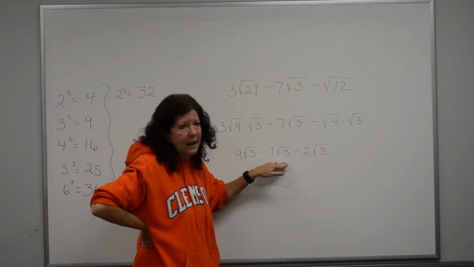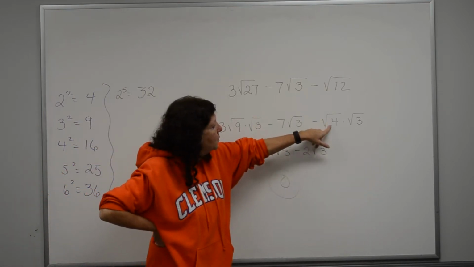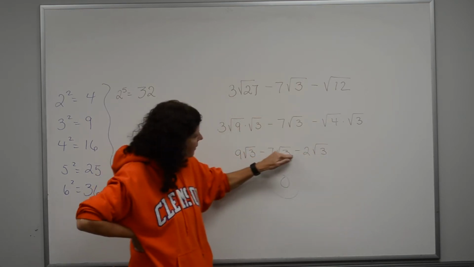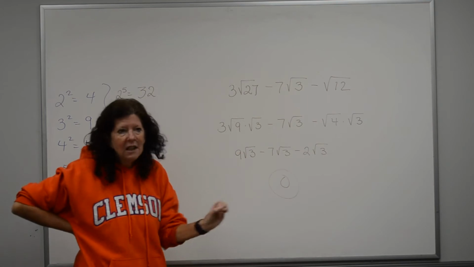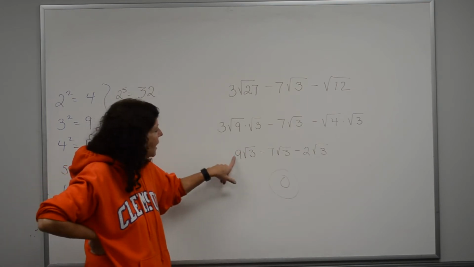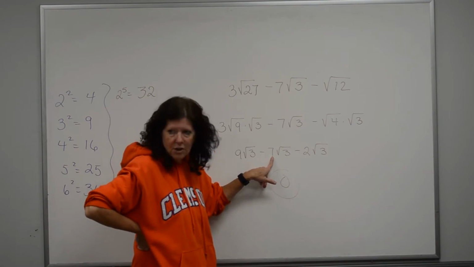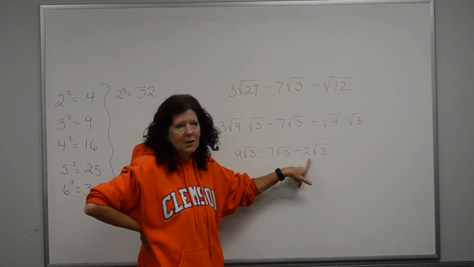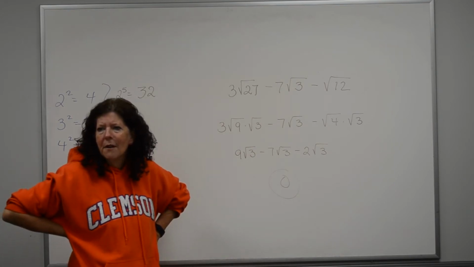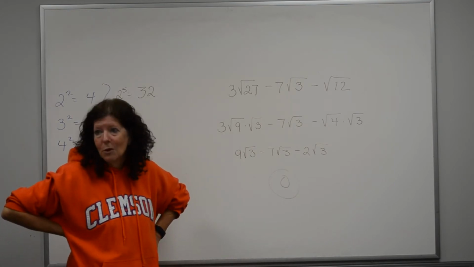This one I just bring down because I can't do anything to it. This one, that's the square root of 2. So it's 2 on the square root of 3. Well, all of their square roots exactly match. It's just like a like variable. So I go 9 minus 2 is 2. 2 minus 2 is 0. What's 0 on the square root of 3? 0. Because 0 times anything is 0.